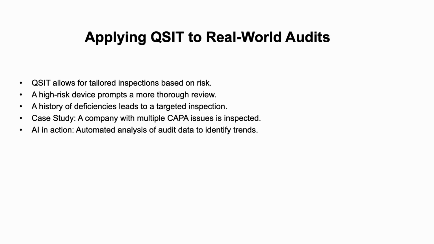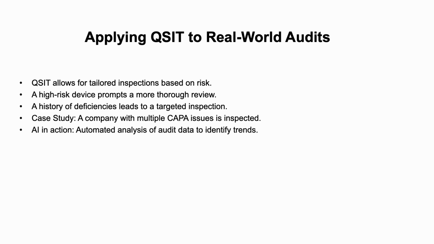Now, let's add a wrinkle. What if this company has a recent history of deficiencies related to their corrective and preventive actions, CAPA? The FDA investigator, leveraging the risk-based nature of QSIT, would then focus a significant portion of their inspection on that specific subsystem. They would review recent CAPA records, looking for objective evidence that the company is effectively investigating problems and implementing solutions to prevent recurrence. This targeted approach is a key strength of QSIT.